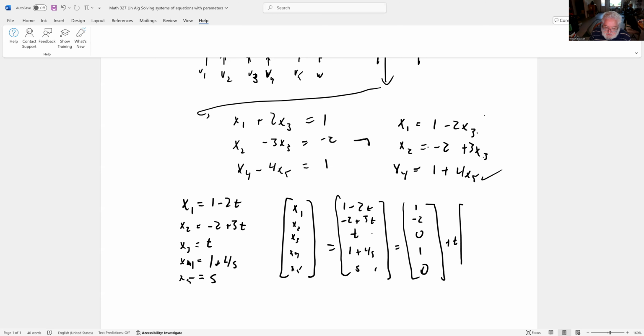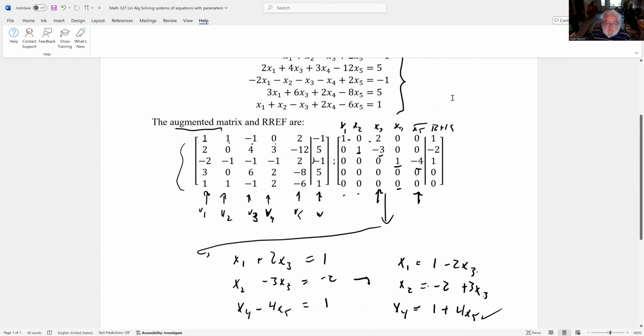So all the t terms go here. I've got a minus 2 here, and a 3 and a 1. That's this term, and this term. And then no t's down here. Plus s. And I've got a 4 here and a 1 there and a bunch of zeros.